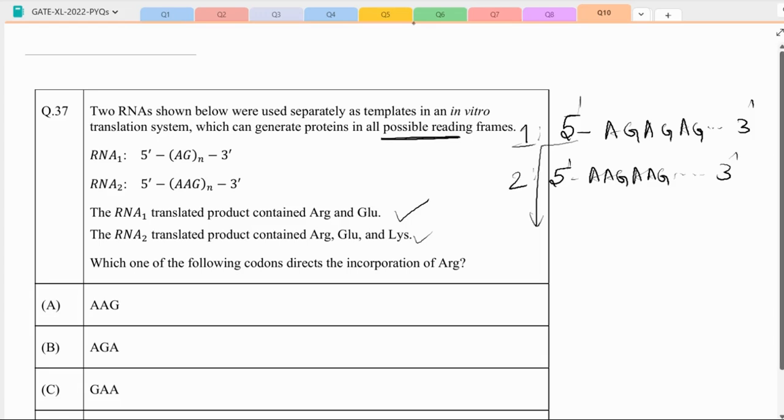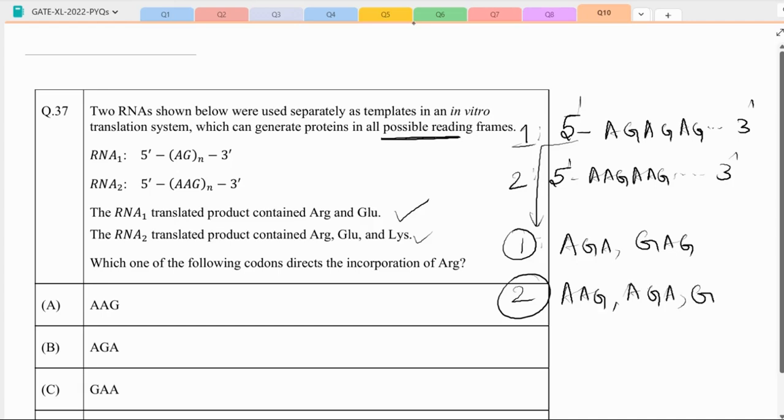What are the possible reading frames for the first RNA? That will be AGA as one reading frame, or you can have GAG. These two are the only possible reading frames. For the second one, it can be either AAG, AGA, or GAA, these three. Now the first RNA codes for arginine and glutamate, and the second RNA codes for arginine, glutamate, and lysine.